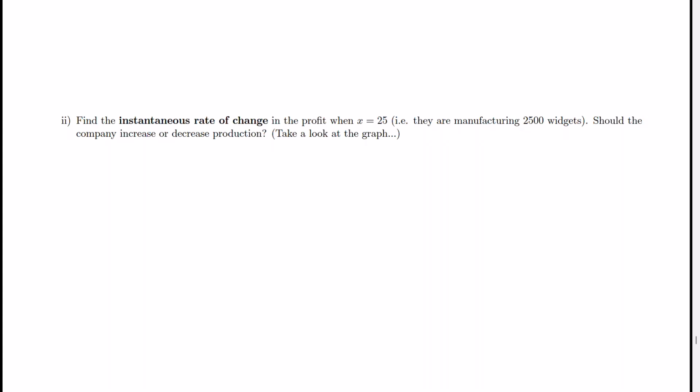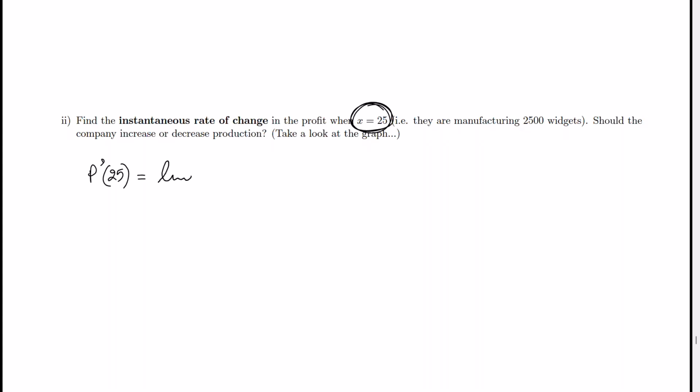Again, we know the x, but we need to decide whether we want to use definition number 1 or definition number 2. It's up to you. In this particular instance, I think I'll go ahead and find the answer, p prime of 25, the instantaneous rate of change, using the first definition.